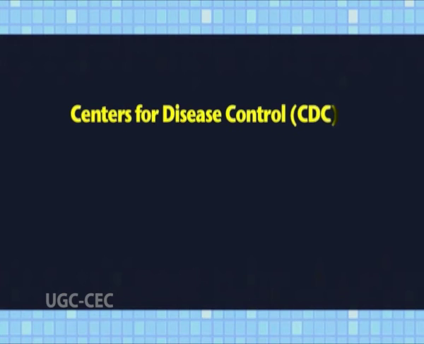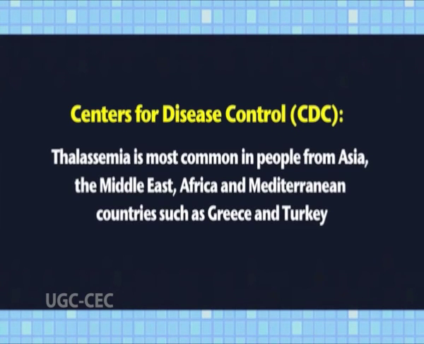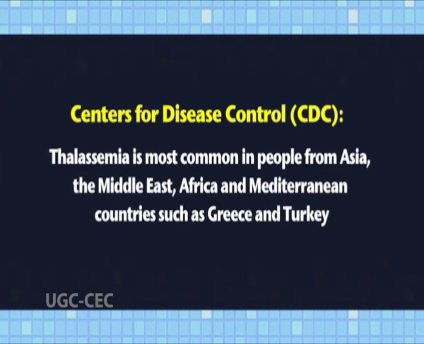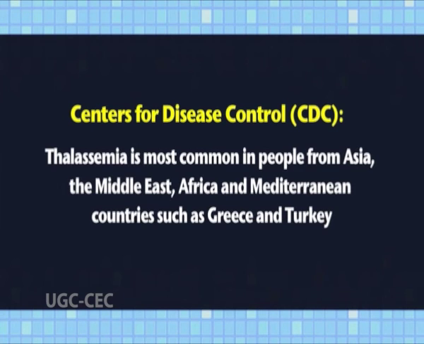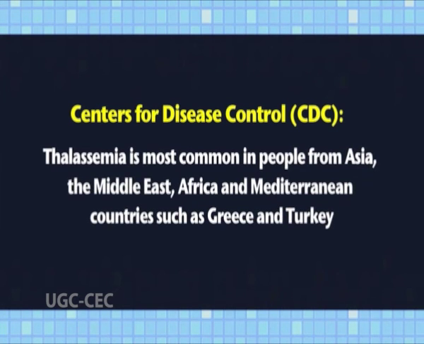If both of your parents are carriers of thalassemia, you have a greater chance of inheriting a more serious form of the disease. According to the Centers for Disease Control, thalassemia is most common in people from Asia, the Middle East, Africa, and Mediterranean countries, such as Greece and Turkey.